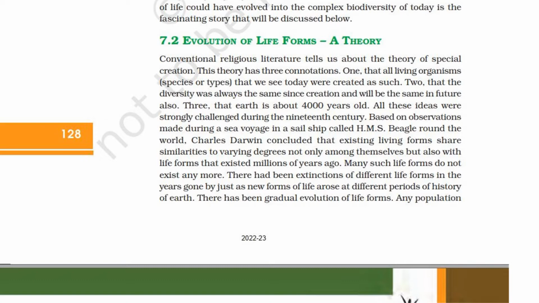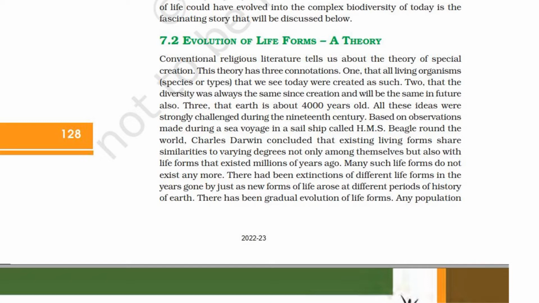3. That Earth is about 4,000 years old. All these ideas were strongly challenged during the 19th century. Based on observations made during a sea voyage in a sail ship called HMS Beagle round the world, Charles Darwin concluded that existing living forms share similarities to varying degrees not only among themselves but also with life forms that existed millions of years ago.